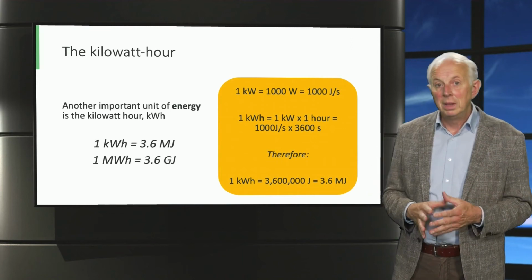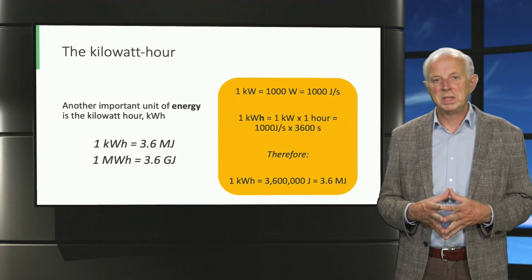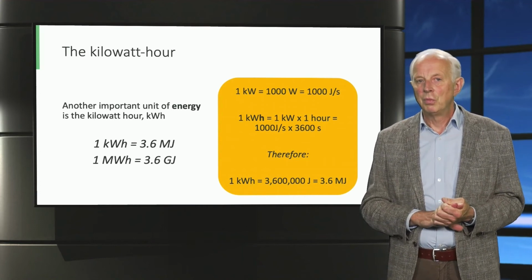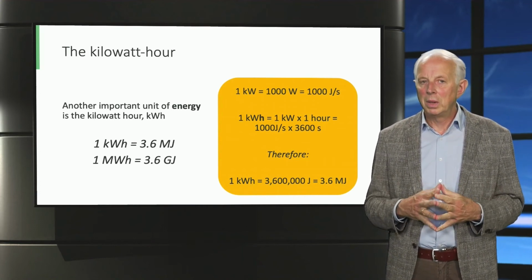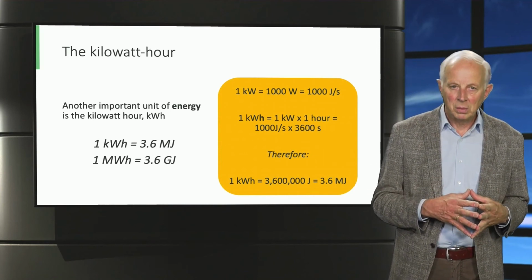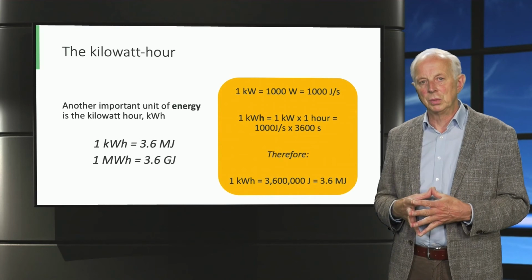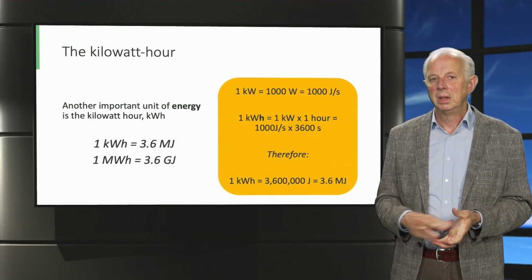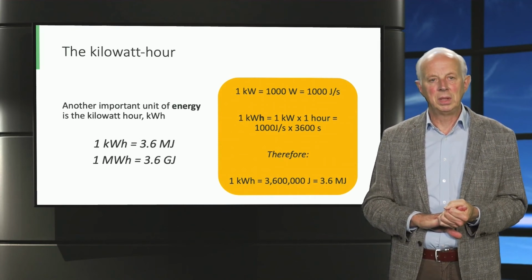Thankfully, you will not have to repeat this equation every time you see this unit, provided you remember that 1 kilowatt hour is 3.6 megajoules. There is also the megawatt hour, which is 3.6 gigajoules. So in summary, the kilowatt hour is just another unit of energy.